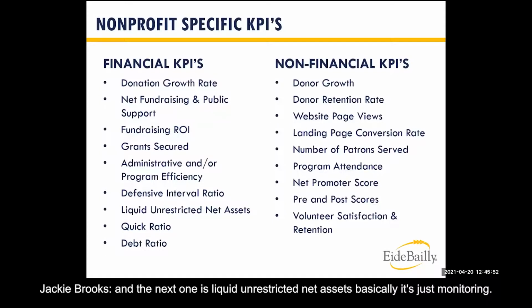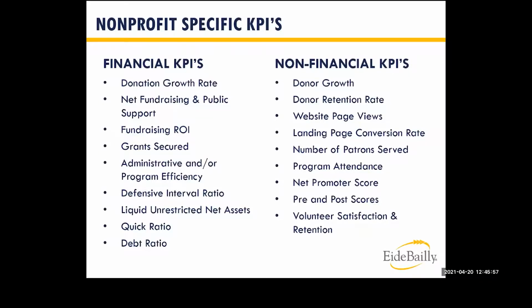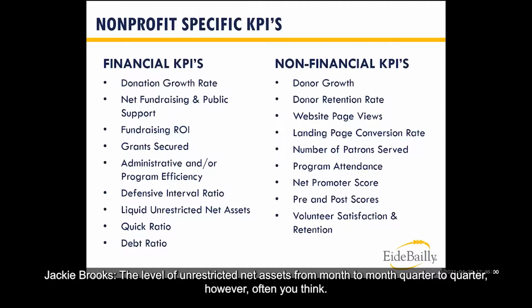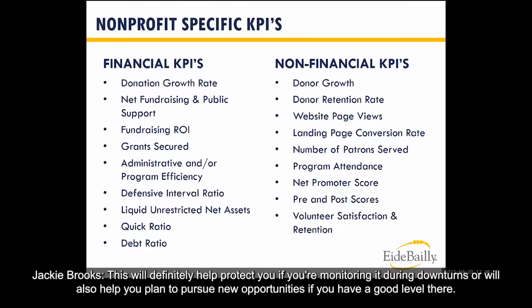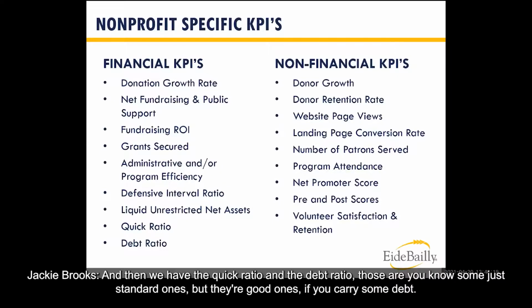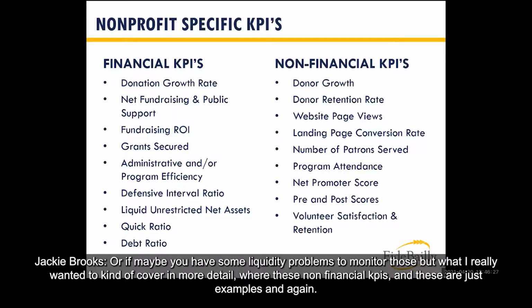The next one is liquid unrestricted net assets. Basically, it's just monitoring the level of unrestricted net assets from month to month, quarter to quarter, however often you think. This will definitely help protect you if you're monitoring it during downturns, or will also help you plan to pursue new opportunities if you have a good level there. And then we have the quick ratio and the debt ratio. Those are just standard ones, but they're good ones to monitor if you carry some debt, or if maybe you have some liquidity problems.